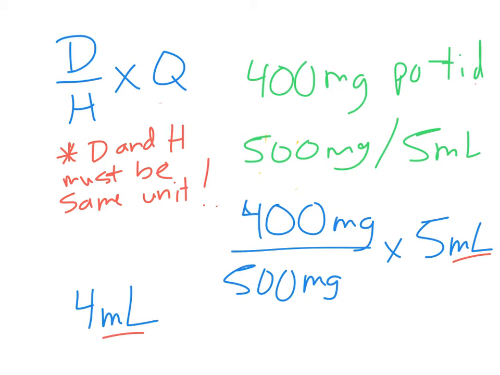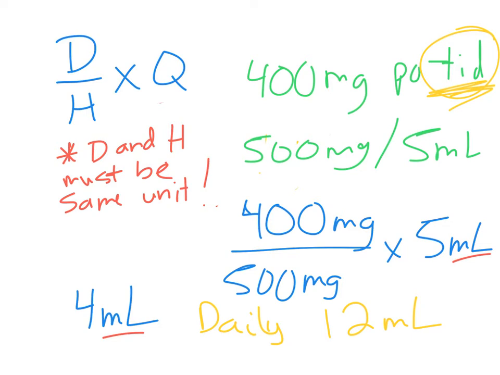Again, if I asked you guys, what would they take daily then? Based on the fact that they're taking that 3 times a day, remember we saw that earlier in the order, 3 times a day means that we would take 4 milliliters 3 times a day, so 4 times 3 would end up being 12 total milliliters in a day.